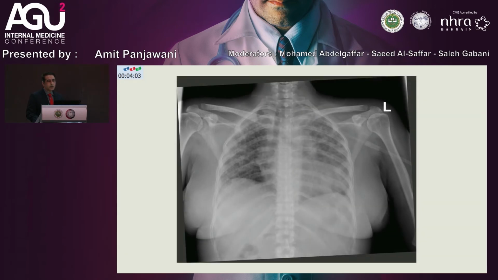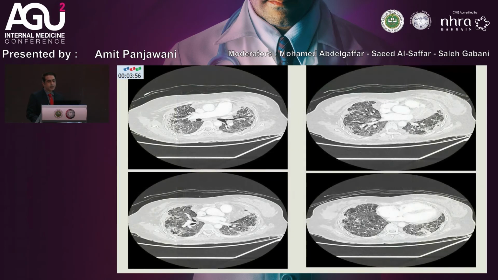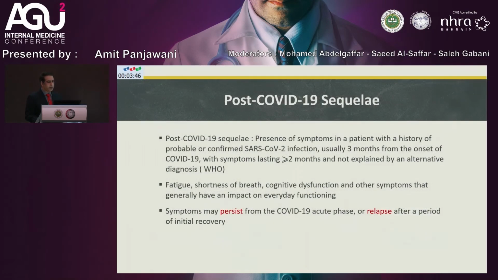And over a period of time, she showed a good improvement with regards to the resolution of the bilateral pneumothorax. Her CT, unfortunately, after her pneumothorax had resolved, showed the presence of these areas of lung fibrosis. So, which brings me to the next part of my talk, post-COVID-19 sequelae.